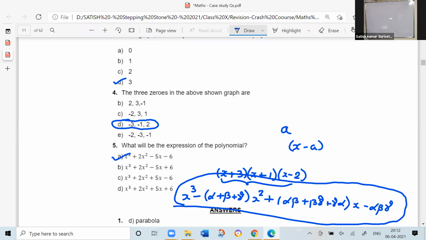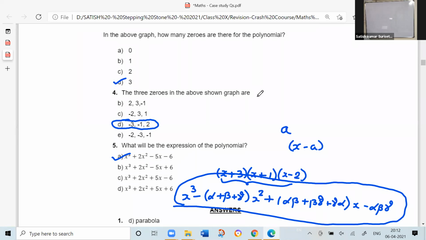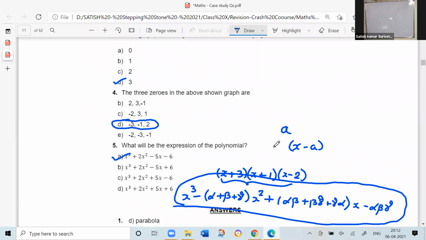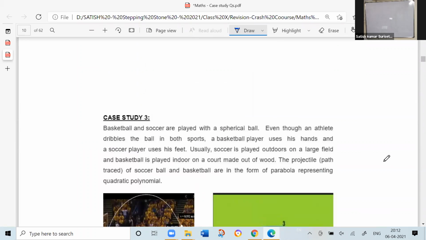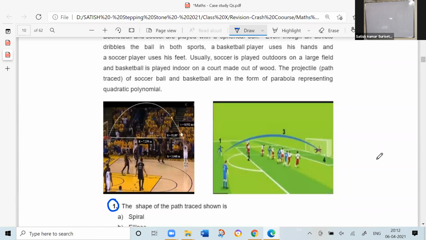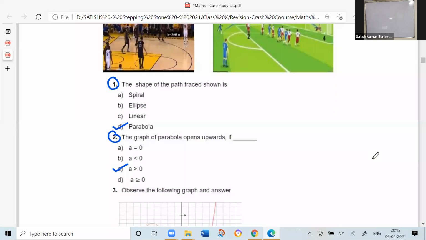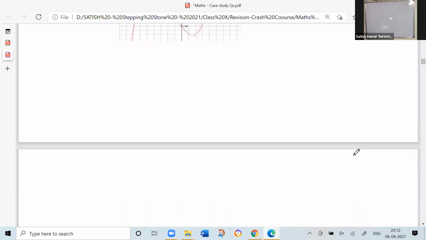Check among the 5 questions, has anybody done all correctly? Any question you want to have explained in this case study? Okay. So do you want to continue or do you want to stop?